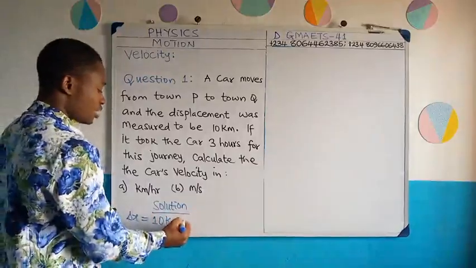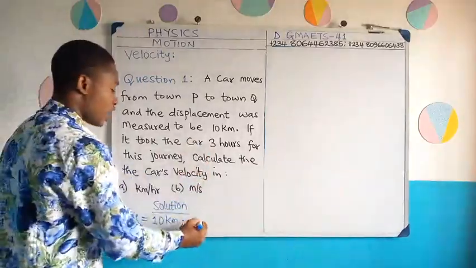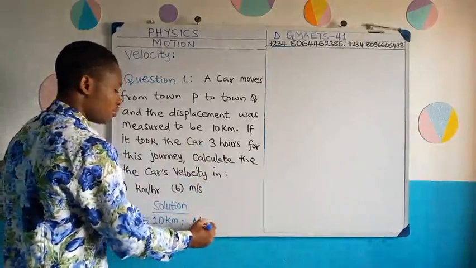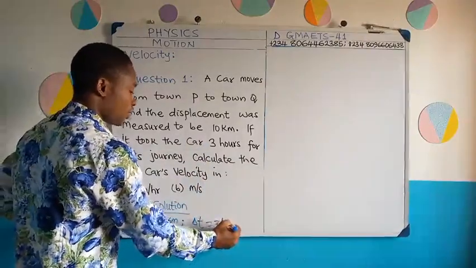Now let us move on. The next data or information given to us is the time it took. That is the change in time. Alright, 3 hours.